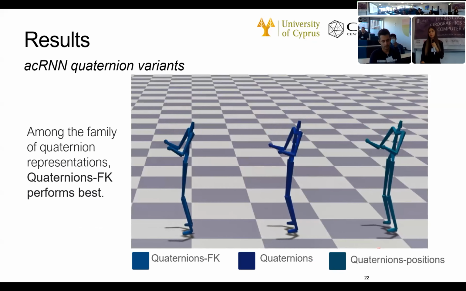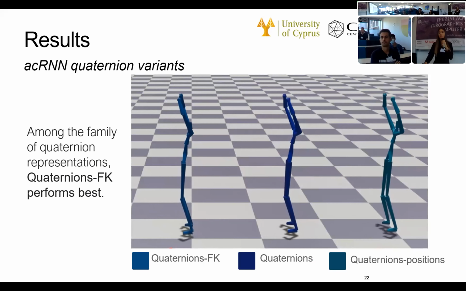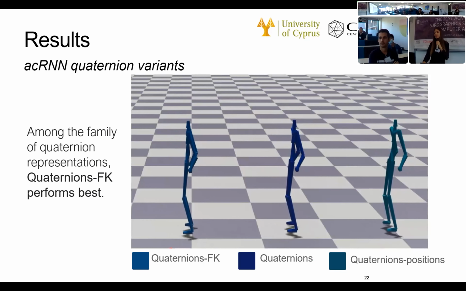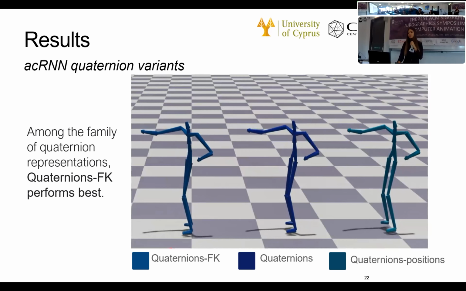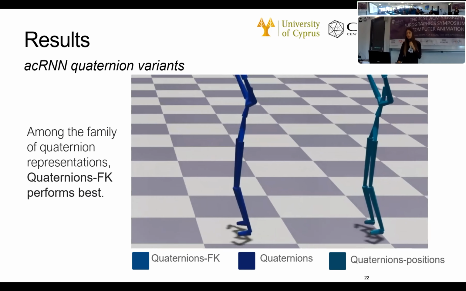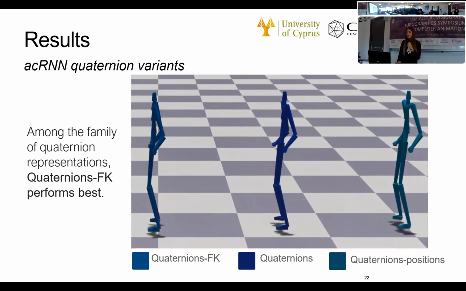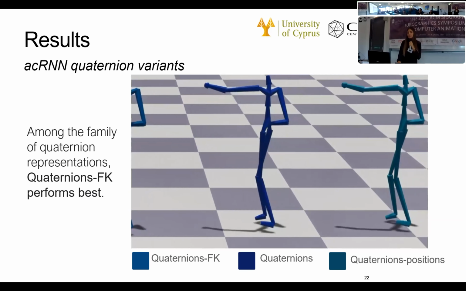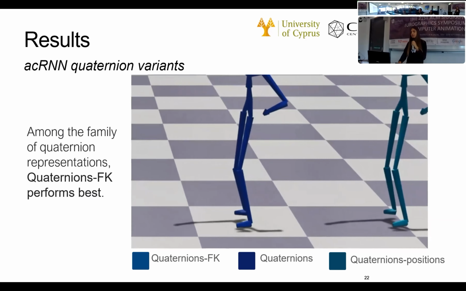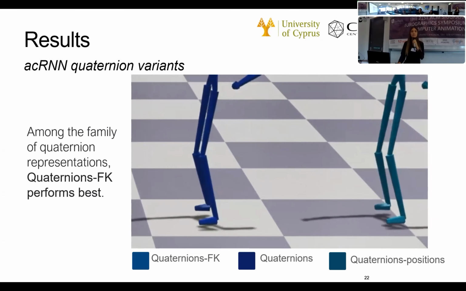We then consider the group of quaternion-based representations and compare quaternions with MSE loss, quaternions and positions with MSE, as well as quaternions with MSE and forward kinematics. In our experiments, we found that among the three, quaternions with FK gives the best qualitative result. We perform a similar comparison with a family of ortho6D representations and conclude that the ortho6D representation with MSE is the best candidate in this group.